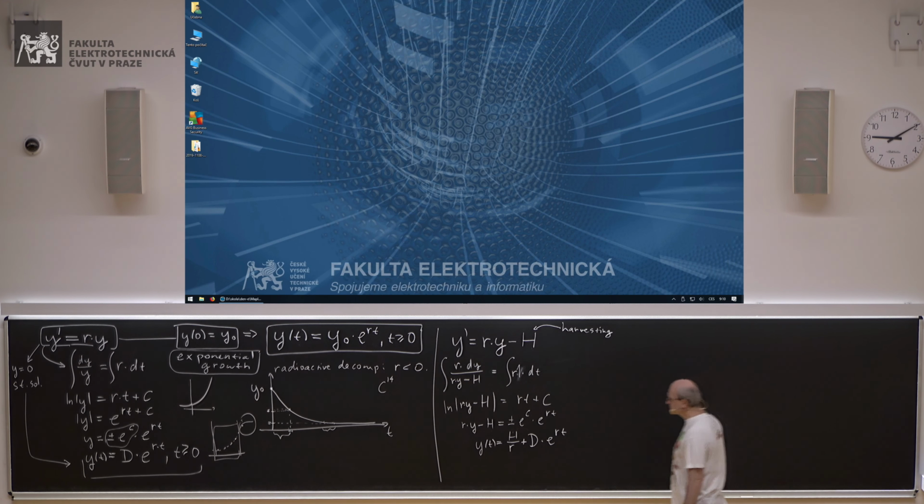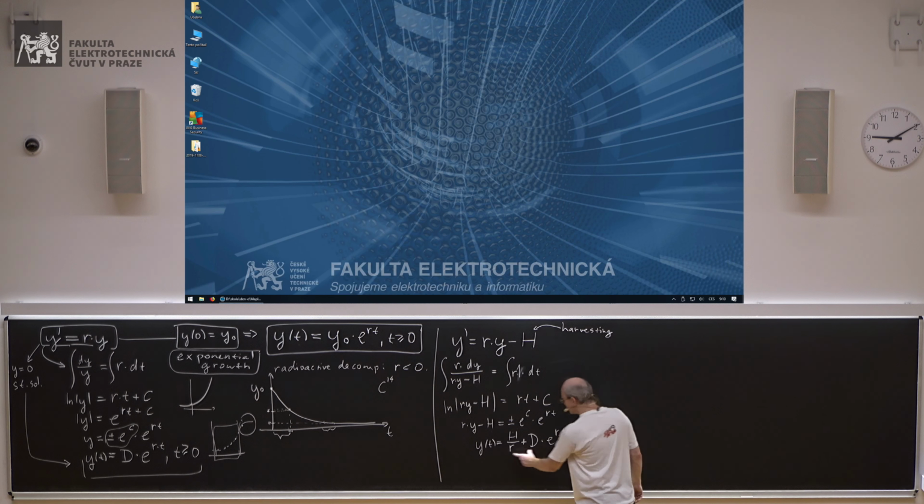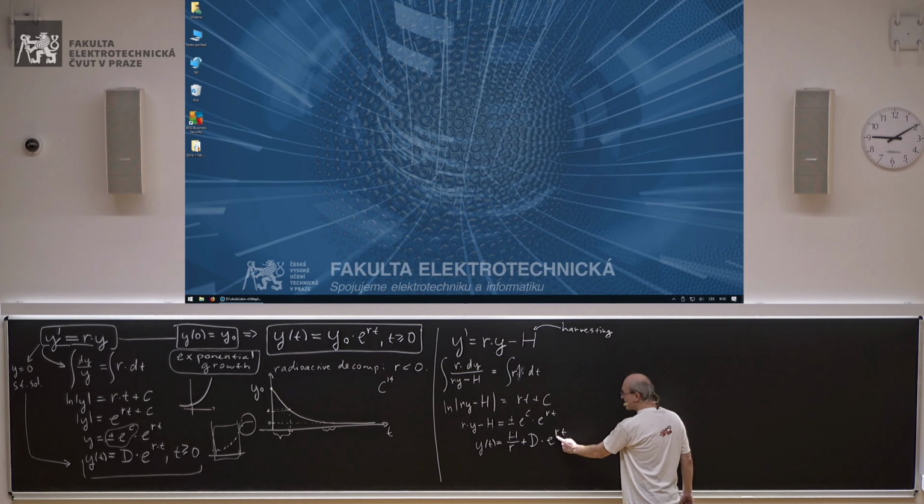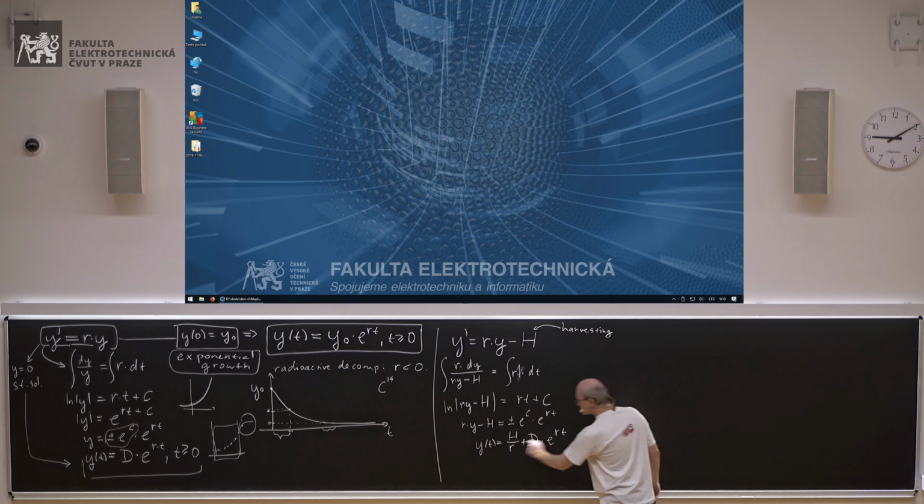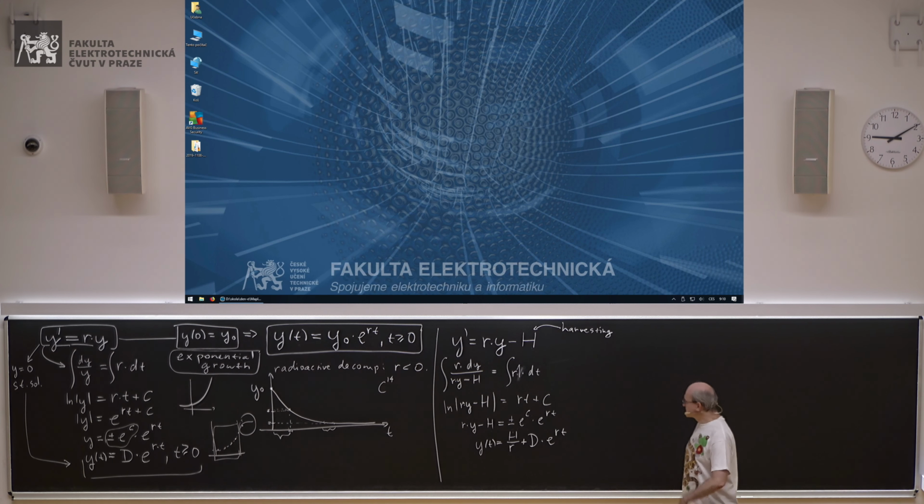So we can see that this is actually a shifted exponential. Now, depending on the sign of r, this could be an exponential which goes away from this value, and if r is negative, then it goes towards this value. So all kinds of things are happening.